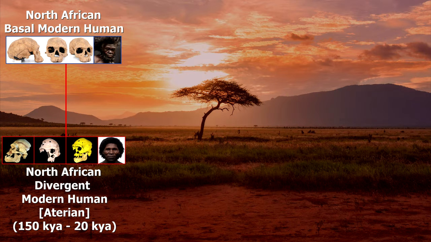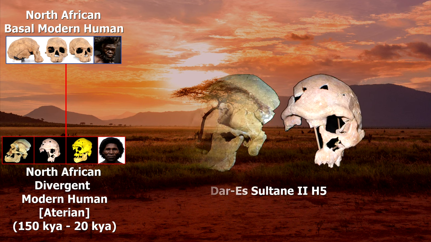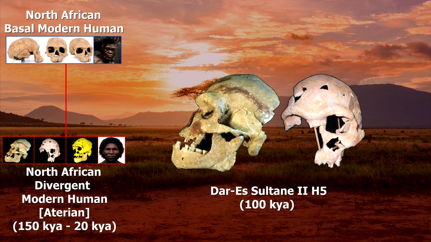One of the Aterian human fossils that were discovered in Morocco is designated Dar es Sultan 2H5. And it's estimated to be 100,000 years old. Note that Morocco, where this human fossil was found, is, as already stated, the country in which Jebel Yehoud is located, and therefore is the same country in which the approximately 300,000-year-old human fossils were discovered.